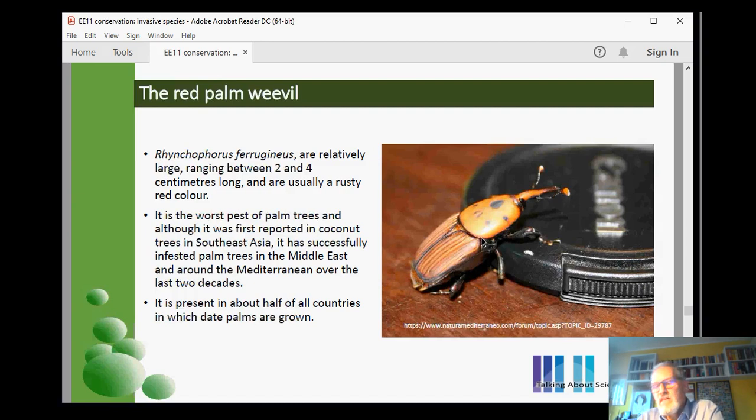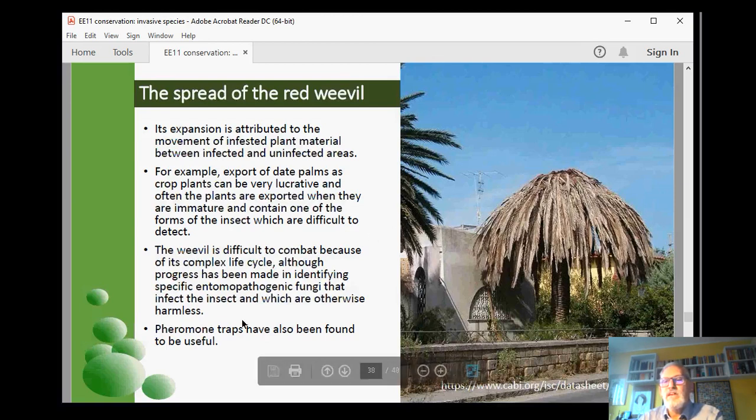Where do they come from? Well, they have come from Southeast Asia, where they were first found in coconut trees, but they rapidly spread to the Middle East because people were transplanting trees across different parts of the world, and they've got into the date palm plantations in the Middle East, and since these are used quite often to supply trees to other countries, of course this weevil has spread. This is the type of effect it has. It basically destroys the plant from the inside.